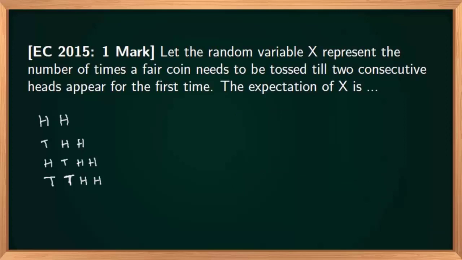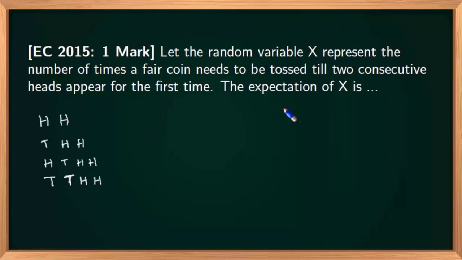Let the random variable x represent the number of times a fair coin needs to be tossed till 2 consecutive heads appear for the first time. So you need to find the expected value of x, which means that you need to find the expected number of tosses required to get 2 consecutive heads for the first time.